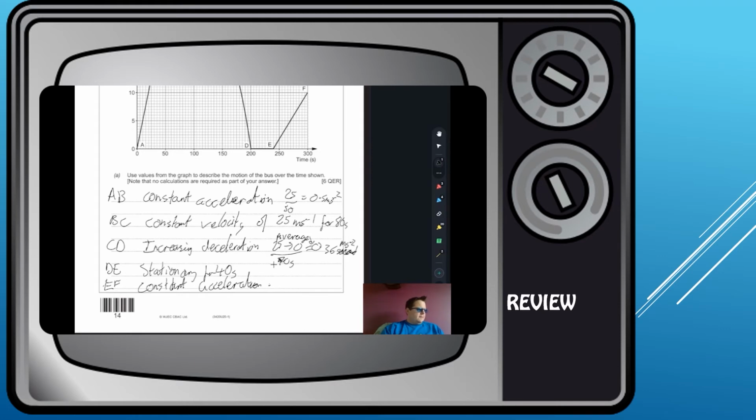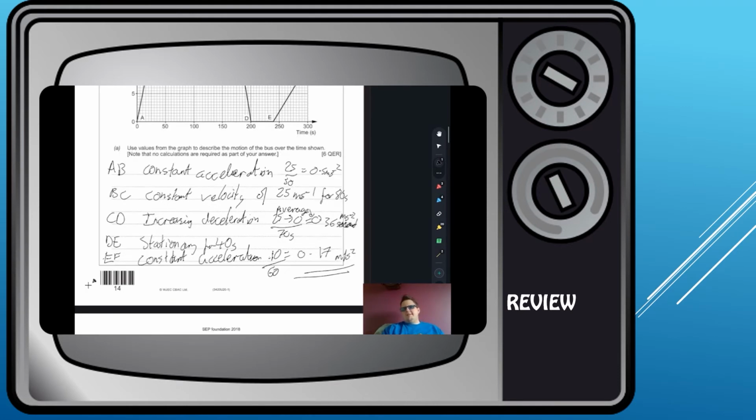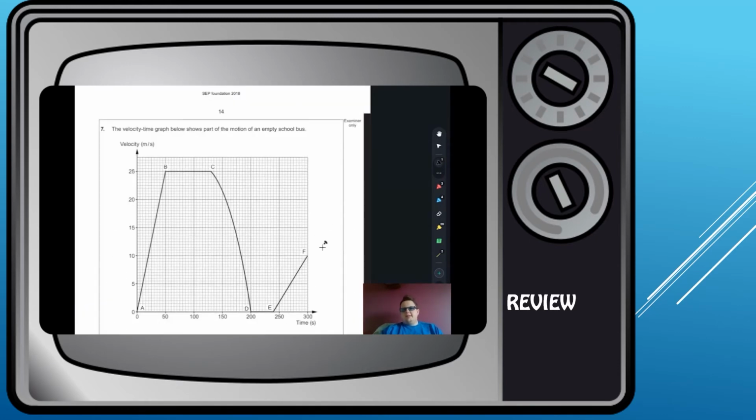And we're going to go from 0 to 10. So we've got 10 divided by the time taken to do that, which is 60 seconds. So 0.17 meters per second squared. Okay, and it's that sort of idea. It does say note that no calculations are required as part of your answer, but put them in there. It says use values from the graph, so put them in there, work it out. By doing all of that, you'll get your 6 marks.